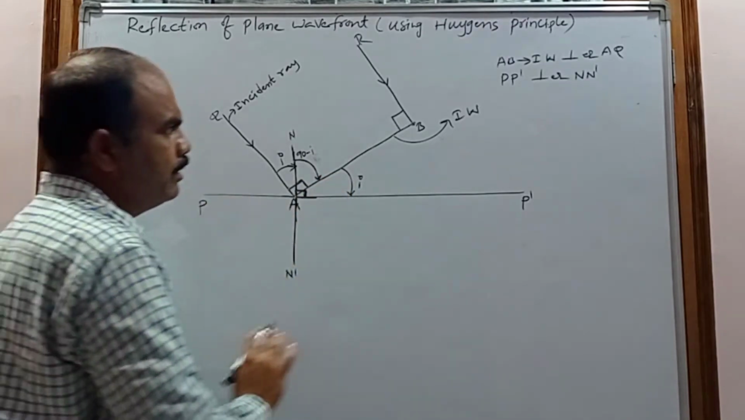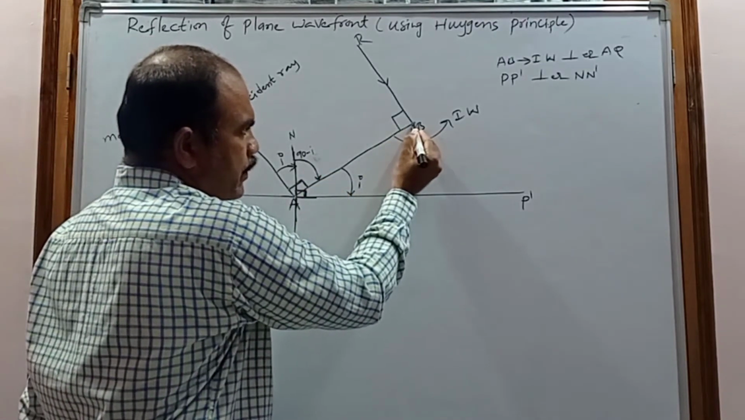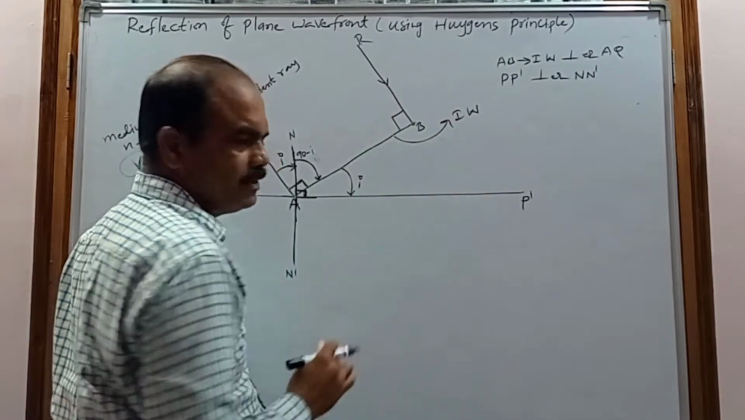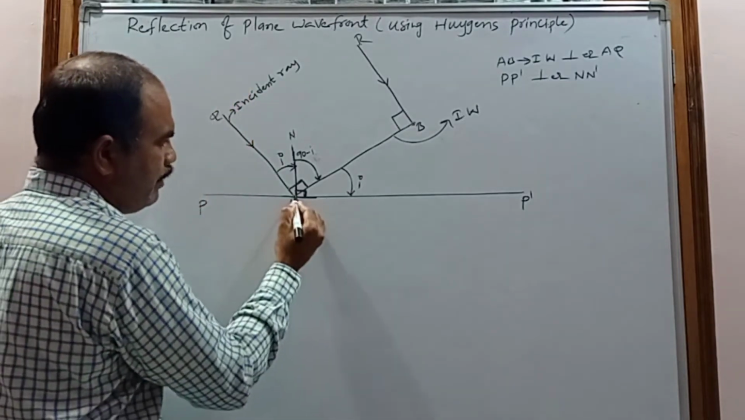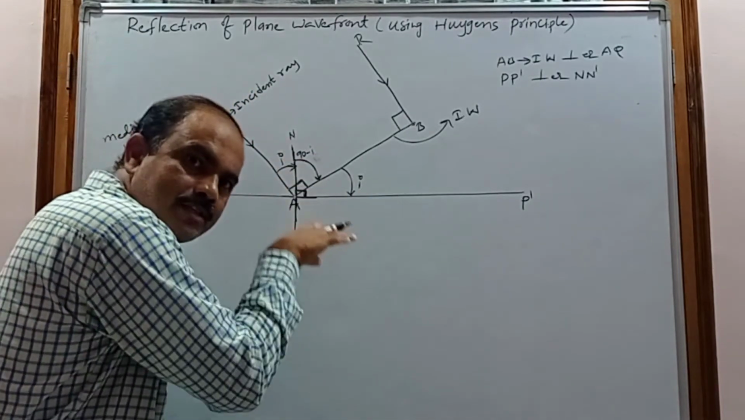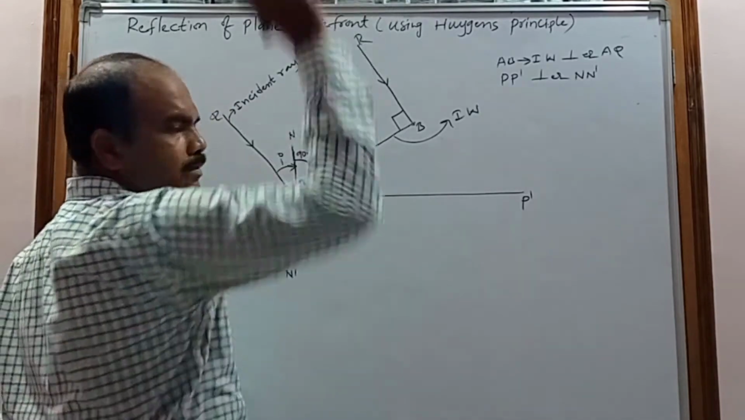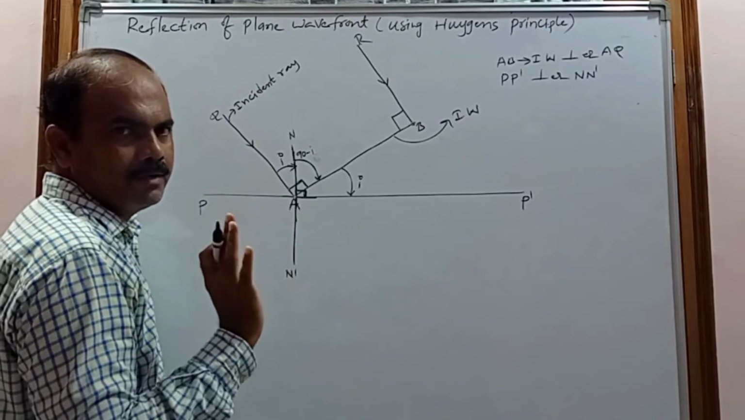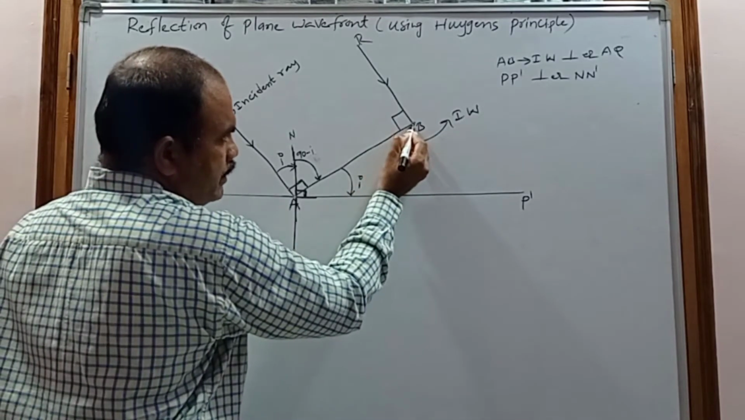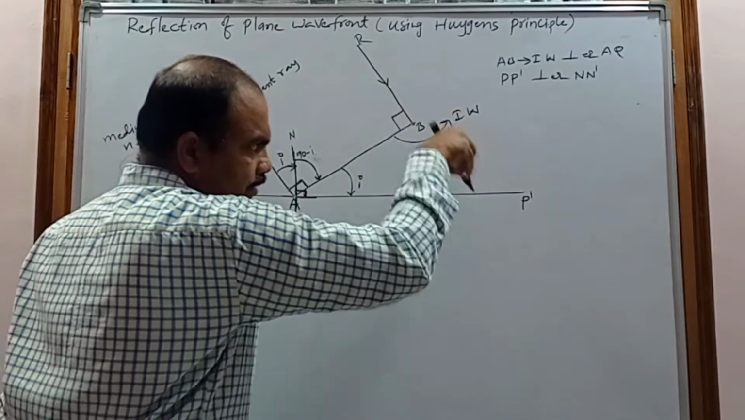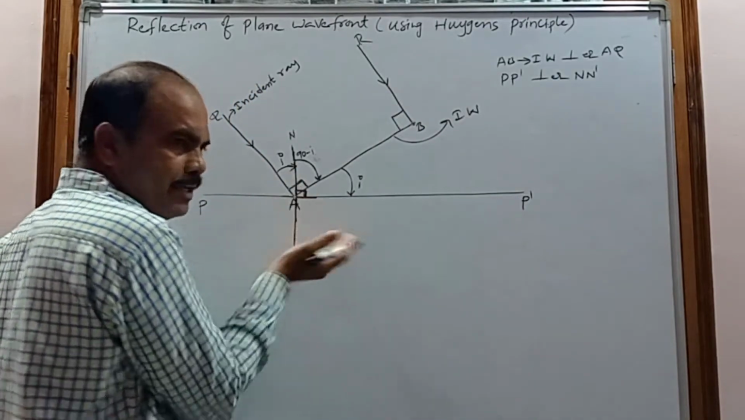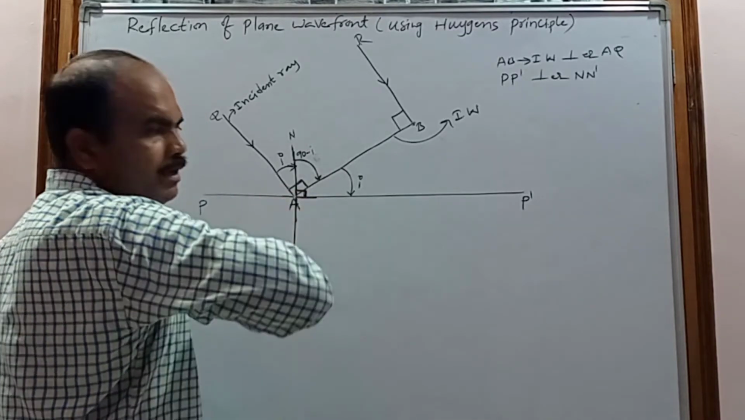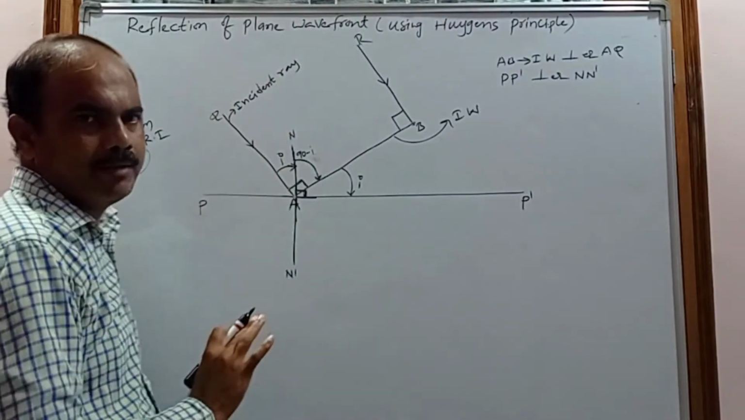But here, the secondary wavelet produced from B will be emitted and will travel towards the surface. But the secondary wavelet produced from A is already incident on the surface. That's why it will undergo reflection and return into the same medium. Remember, the secondary wavelet produced from B moves towards the surface, but this point A is already on the surface. So the secondary wavelet produced from A will again return into the same medium.